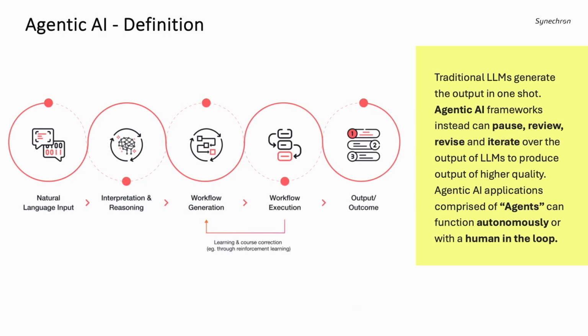Large language models, or LLMs, generate output in a single shot, whereas agentic AI systems can pause, review, revise, and iterate over their output. This iterative approach ensures that the results are more accurate and aligned with specific goals.